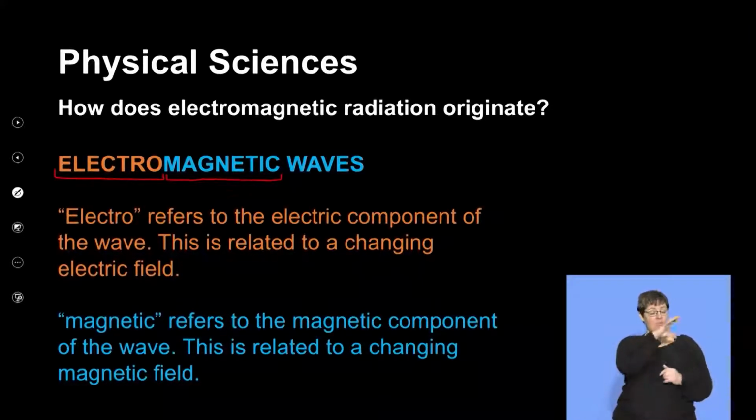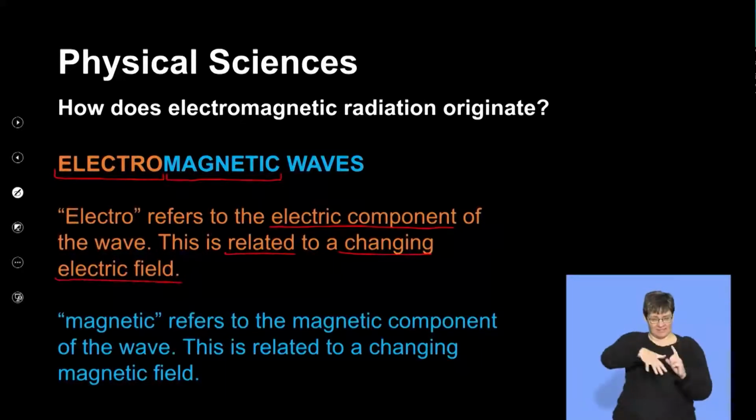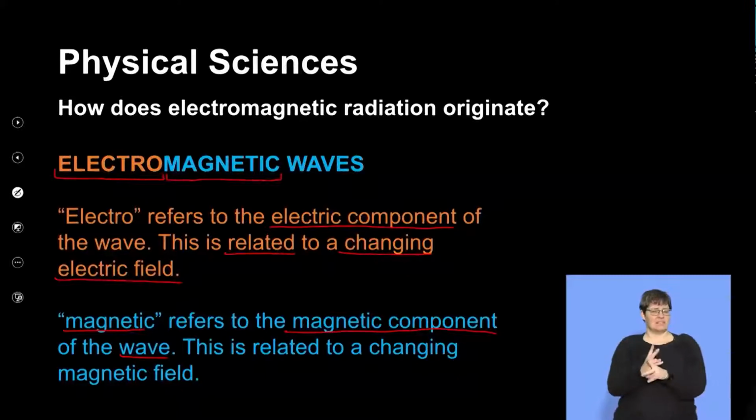Now, the electro part of the phrase refers specifically to the electric component of the wave. All right? And this is related to a changing electric field, i.e., when we talk about electromagnetic waves, we are literally in part talking about an electric field that is itself changing. The word magnetic, again, refers to the magnetic component of the wave. This is related, again, to a changing magnetic field.